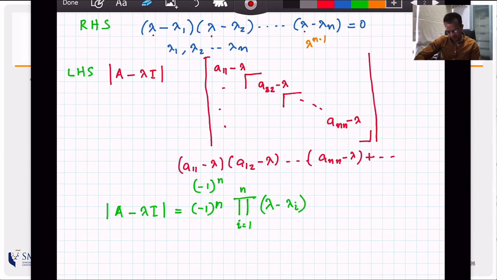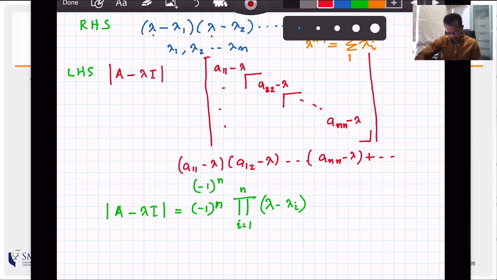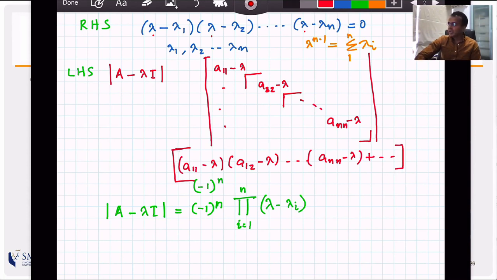So similarly, the coefficient of lambda to the power n minus 1 in this case is going to be the sum of lambda i's, the sum of eigenvalues. And what's the coefficient of lambda to the power n minus 1 in the red polynomial that I have written down here? That is going to be the sum of a11, a22, a33, ann. It will be basically the sum of the matrix elements, because that's where lambda to the power n minus 1 will come.